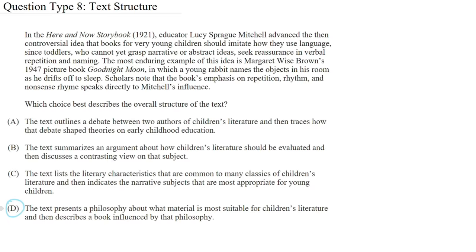The correct answer is D. We have a philosophy introduced by Lucy Sprague Mitchell, right? And then we have a book. And then the last sentence basically correlates how the book relates to Mitchell's kind of theory. And that is very clearly represented in option D.